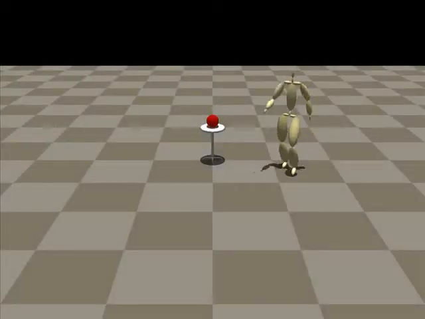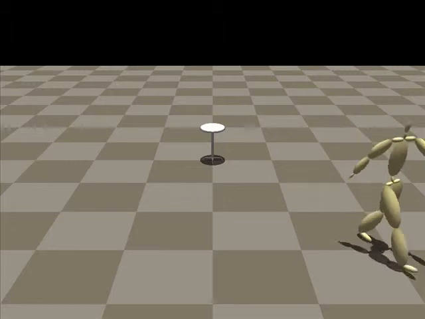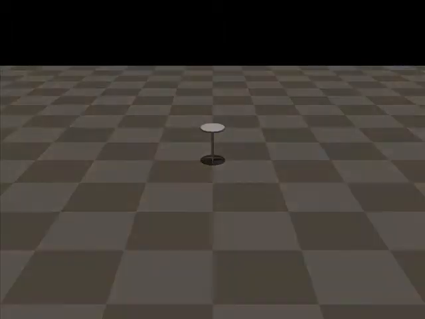Finally, with our parameterized motion controller, the character can make a near-optimal decision and grasps the object easily. In this experiment, we show that our motion controllers can make near-optimal decisions in real time.